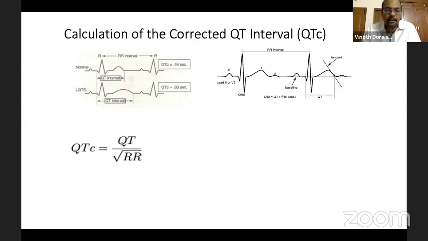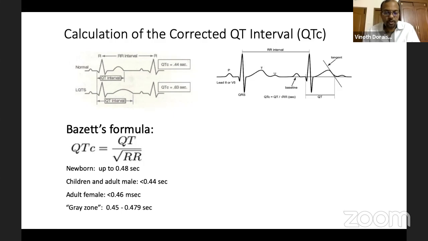So we calculate the corrected QT using Bazett's formula. Bazett's formula for the corrected QTc is QT divided by the square root of the RR interval. Generally the QTc is normally between 0.34 seconds and 0.44 seconds. But in newborns, due to the immaturity of the heart, it can sometimes be up to 0.48 seconds. But it is important for these newborns to be followed up rigorously, so we have to make sure that the QT comes back to normal.